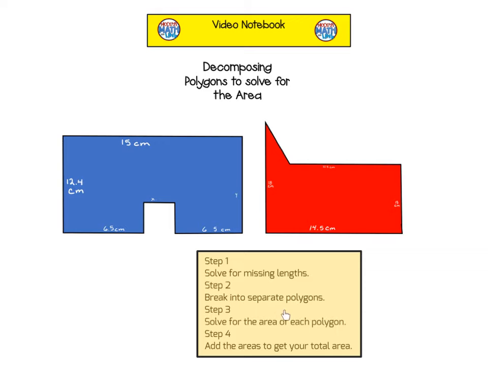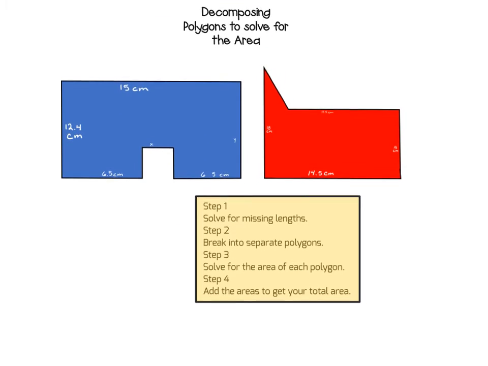I've got a step-by-step process here that I like to have my students use. And as you see, the first step is to solve for the missing lengths. So here, I don't know what this length is. It's represented as x. And I don't know what this length here is. It's represented by y. So we'll solve for those first.